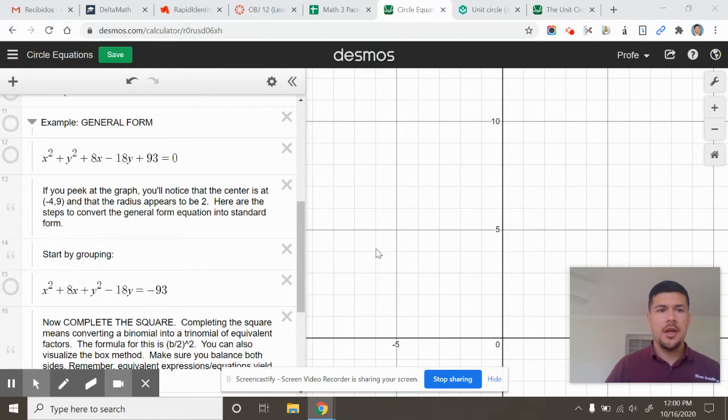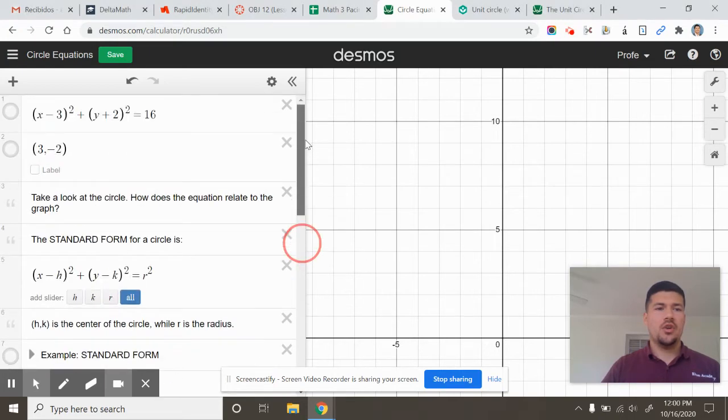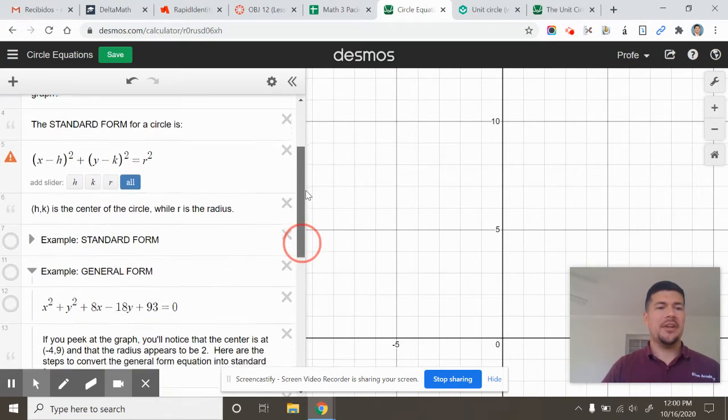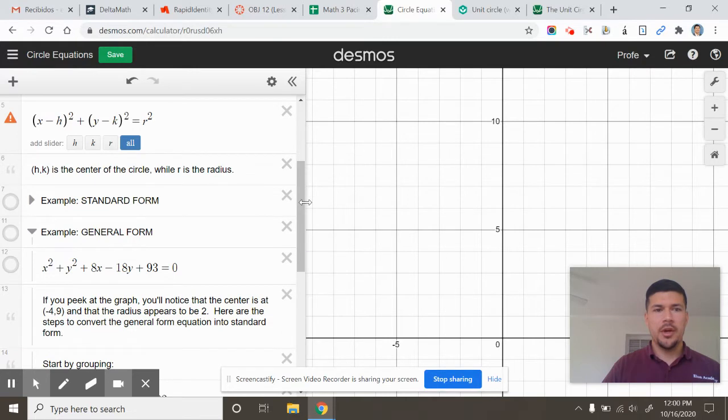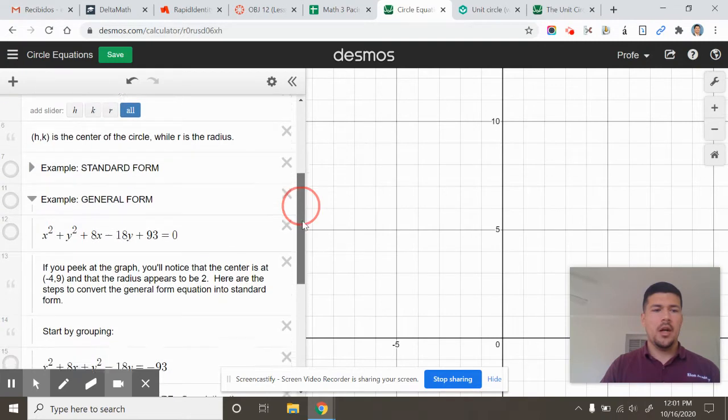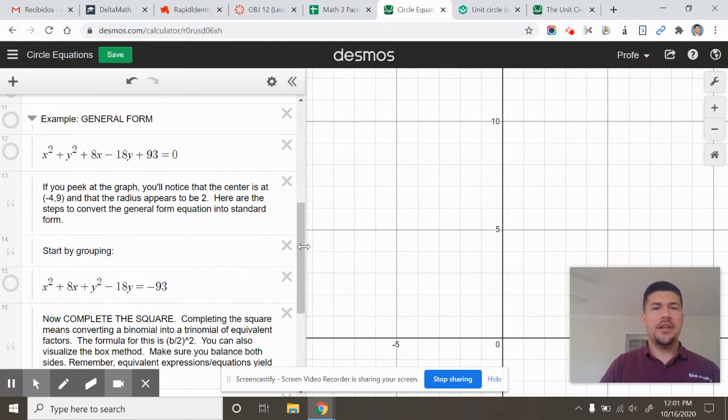So let's get started. You previously learned the standard form of circles, which was (x − h)² + (y − k)² = r². You learned that (h, k) is the center and that r represents the radius, and that this is a very simple way to think about how the equation relates to the actual graph of the circle. But what if not everything is so simple?